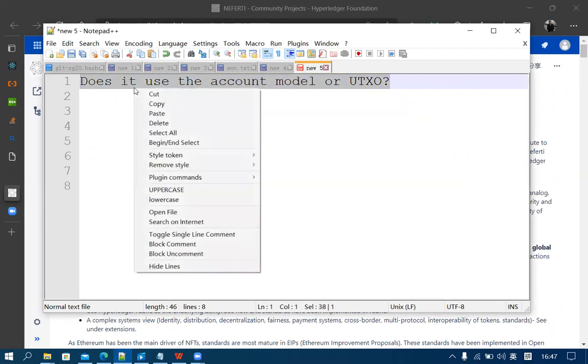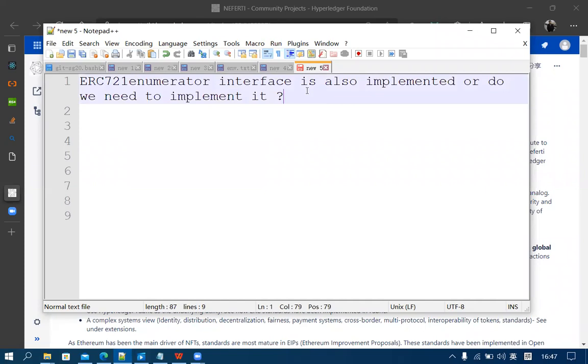Another question: how do we ensure anonymity and confidentiality of NFT ownership in Fabric? The interface is implemented in the chain code. It doesn't touch the chain code, but you can have a look at the chain code part. The chain code is the same chain code as in the community examples. All follow the ERC 721 interface. Yeah. But is it the ERC 721 enumerator as well, or just the ERC 721 base?